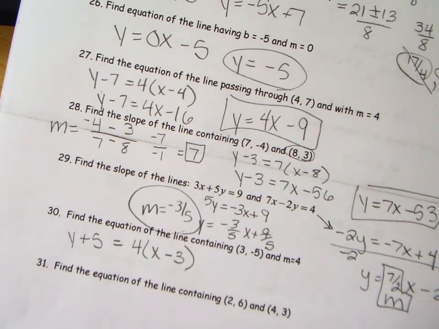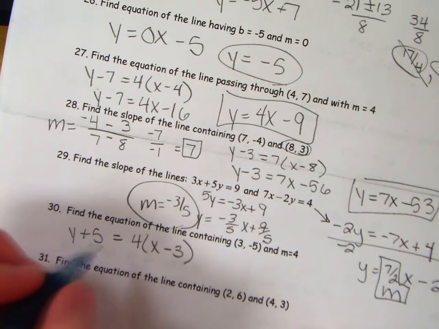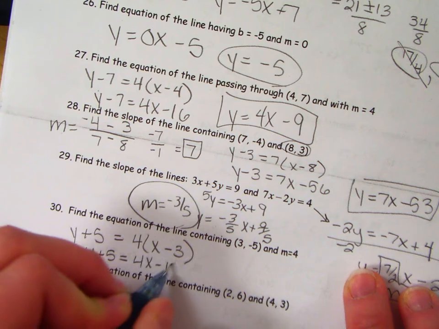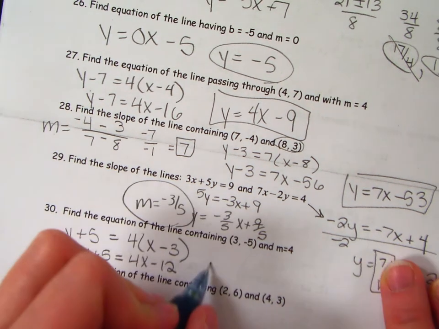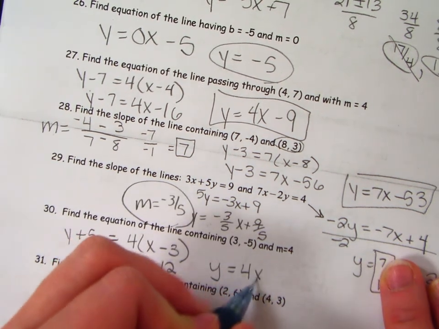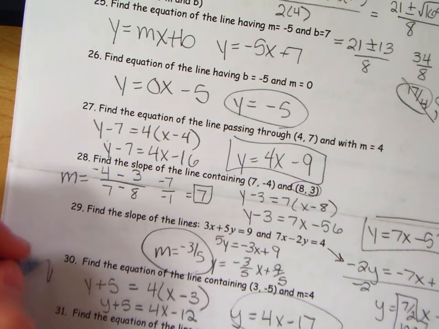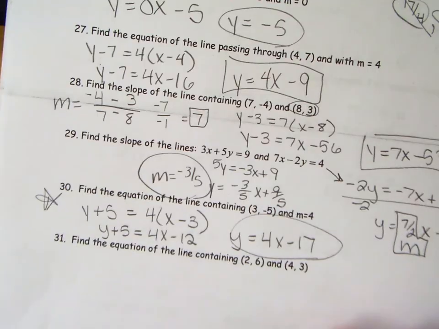If you're interested, this concept was covered in Chapter 2, Section 4, if you feel like you need to review it. 4x minus 12, subtract 5 from both sides. That would be 4x minus 17 when you subtract 5. I can guarantee you that there's problems on the final like this.